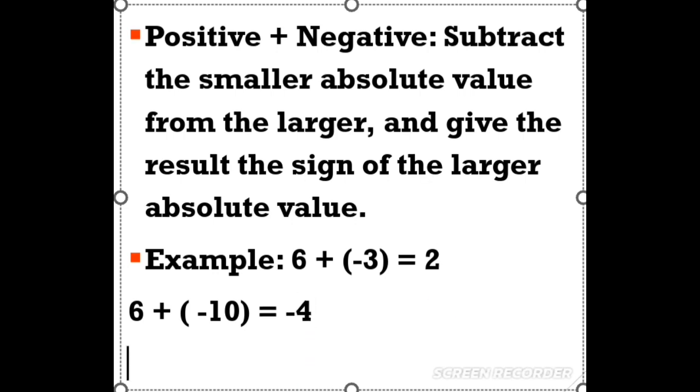Another example that we can also go through is 8 plus bracket minus 20 bracket close equals what? Minus 20 is the larger value, right? And 20 minus 8 will give me 12. And the sign of the larger value is minus, so the answer is minus 12. Do you understand it now?